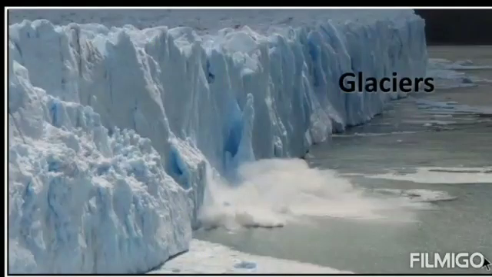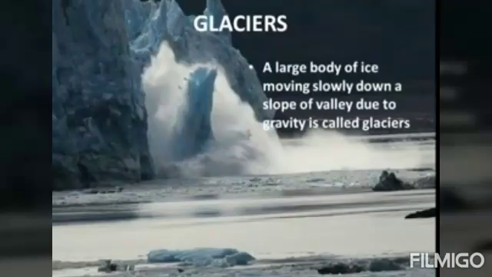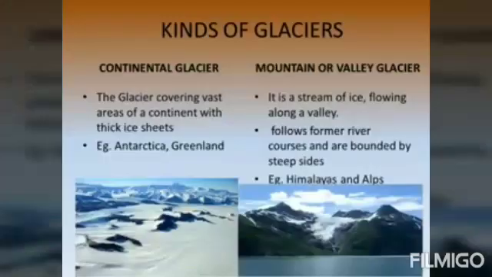First one, glacier. What is a glacier? A large body of ice moving slowly down a slope or valley due to gravity is called a glacier. Simply say, a large body of ice moving is called a glacier. Kinds of glaciers: continental glaciers and mountain or valley glaciers.